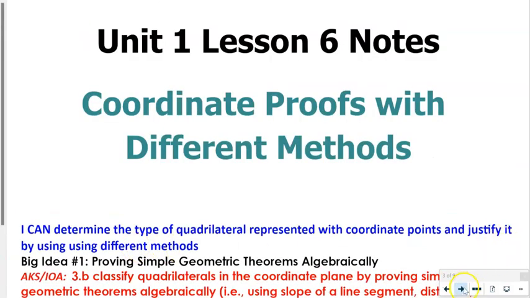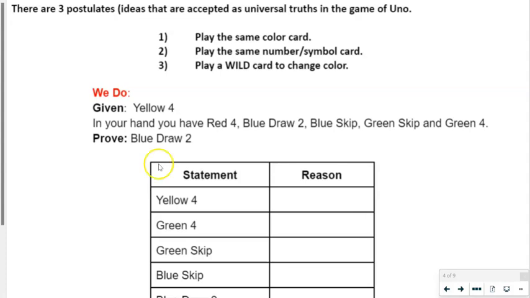I'm assuming most of y'all have played the game Uno, right? There are three postulates when we talk about Uno that we accept as universal truths in that game. You play the same color card, or you play the same number or symbol card, or you play a wild card to change the color, right? So we're going to do this.